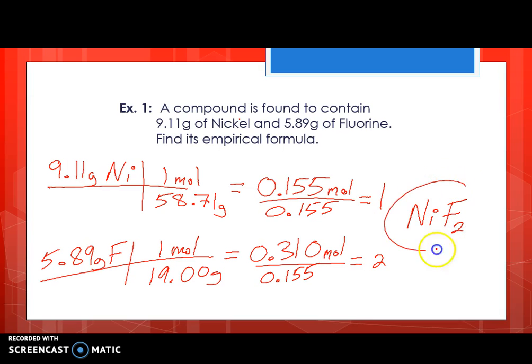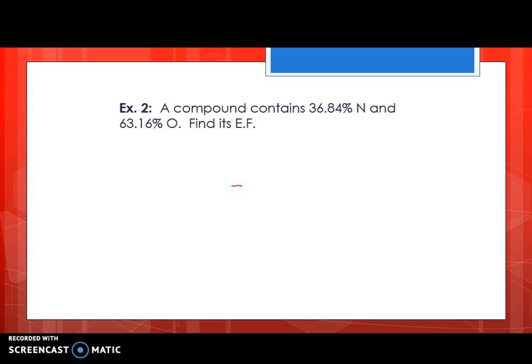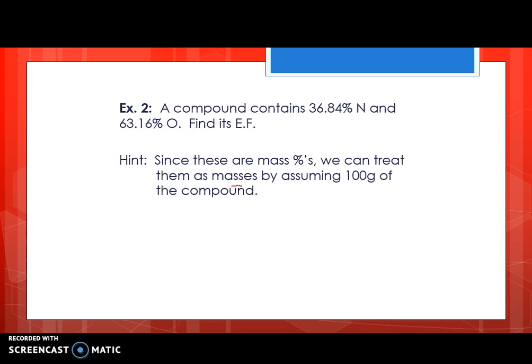Whole number ratio, right there is my empirical formula for nickel and fluorine. Question 2. Well, what if you're given percent composition data? Key to this is, well, we need to get to grams if we're going to convert to moles. So make it easy on yourself.